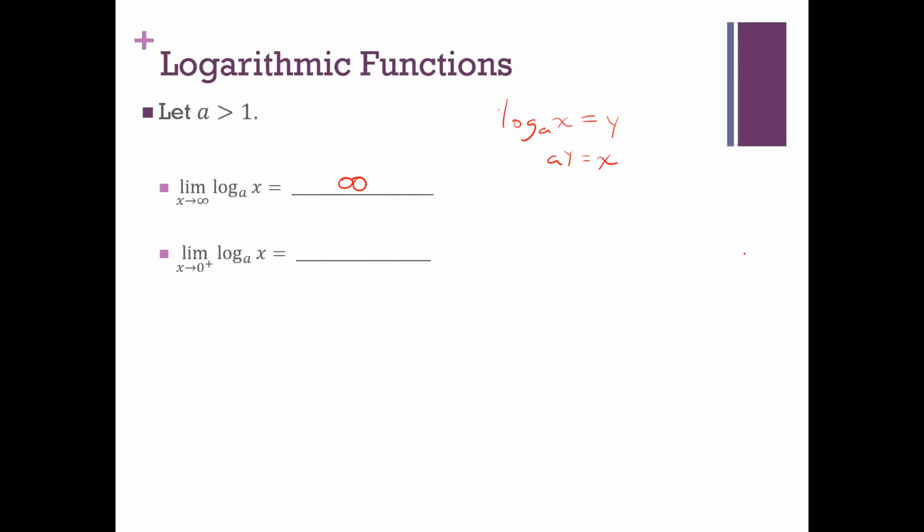a is not changing. It's only x that's varying. So we're looking at these two statements up here, and at what happens to y as x gets very big. Hopefully we can see that they're not going to grow at the same rate, but they are both going to be increasing without bound. What about the limit as x approaches 0 from the right? I'm going to vote for negative infinity now.